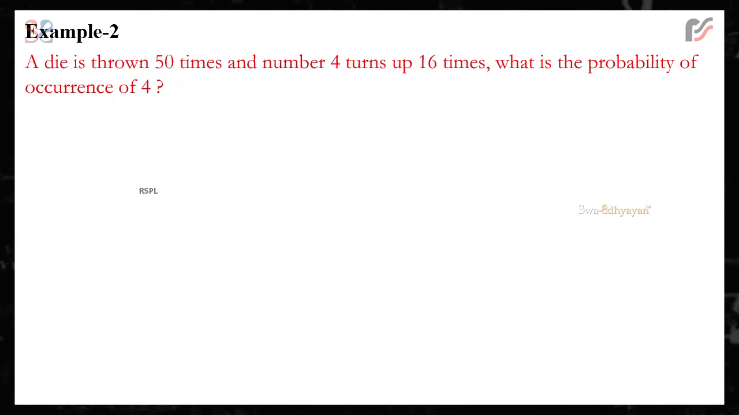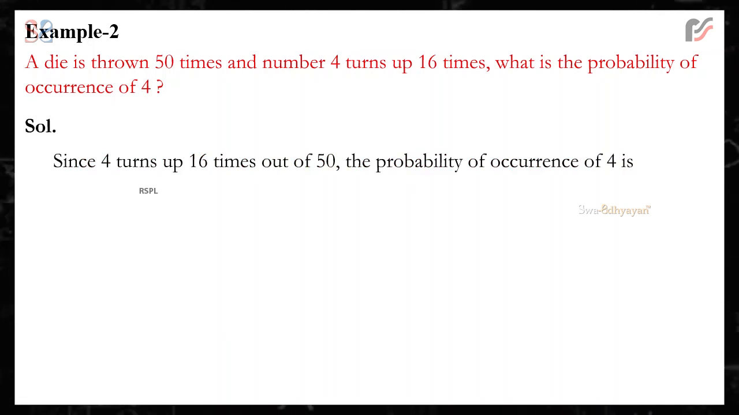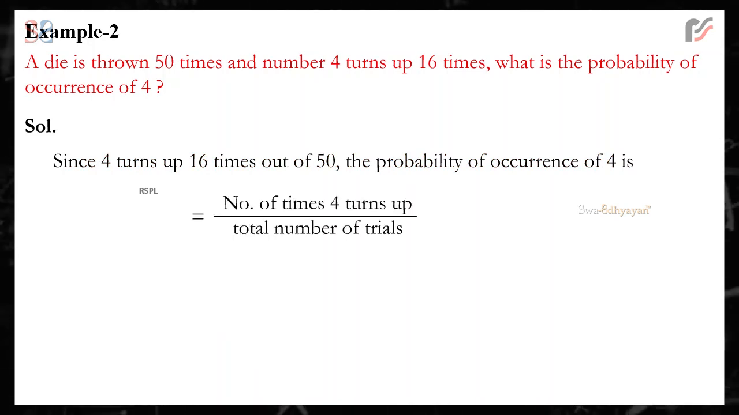Example 2. A die is thrown 50 times and number 4 turns up 16 times. What is the probability of occurrence of 4? Solution. Since 4 turns up 16 times out of 50, the probability of occurrence of 4 is equal to the number of times 4 turns up upon the total number of trials, which is equal to 16 upon 50, which is equal to 8 upon 25.